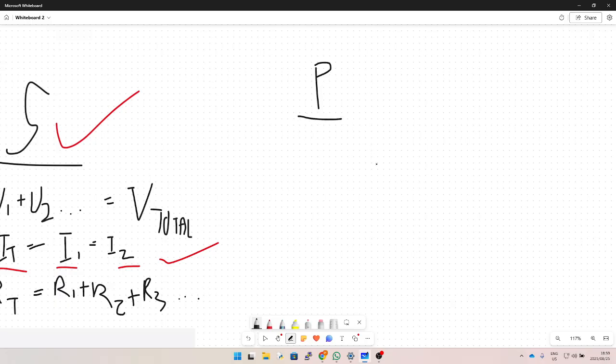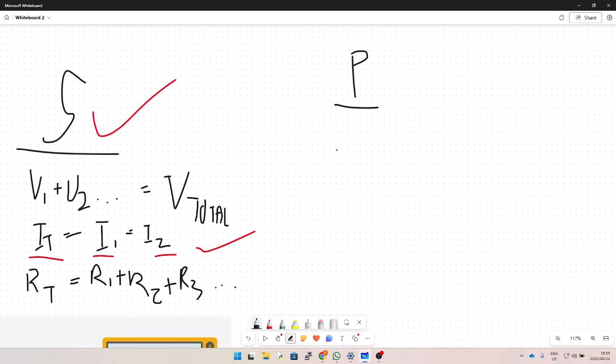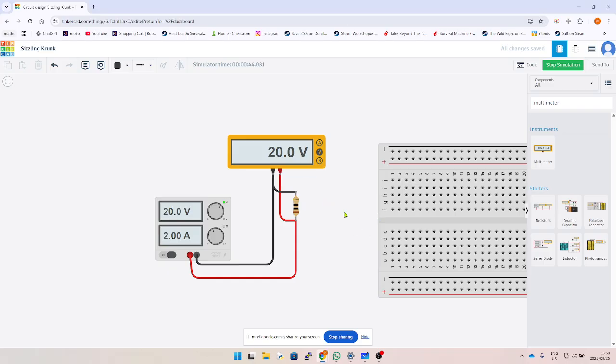Parallel circuits have similar formulas except resistance. Resistance is special. So let's start with your voltage total. It is equal to your voltage 1, is equal to your voltage 2, is equal to your voltage 3, and so on. That means, let's demonstrate this, right?